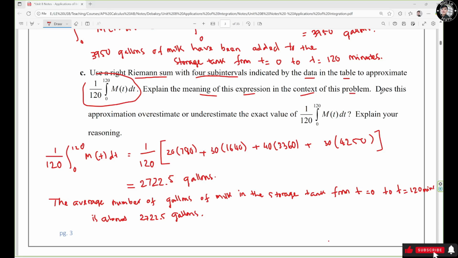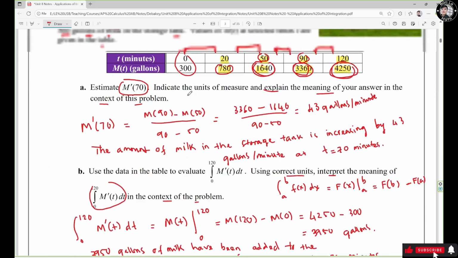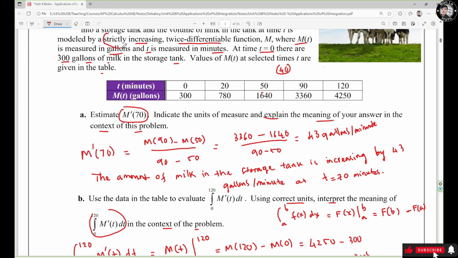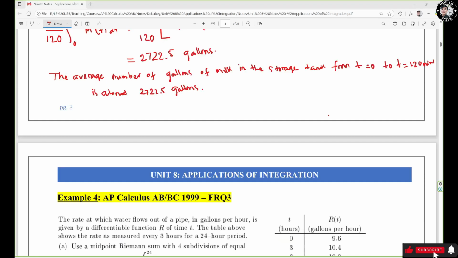Now we need to answer this question. Does this approximation overestimate or underestimate the exact value of 1 over 120 the integral from 0 to 120 of m of t dt? Explain your reasoning. You need to say that this approximation is an overestimate because we are using a right Riemann sum approximation on a function m of t that is increasing on that interval. Look, the given function is strictly increasing, right?